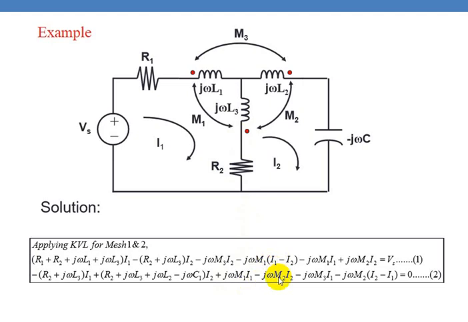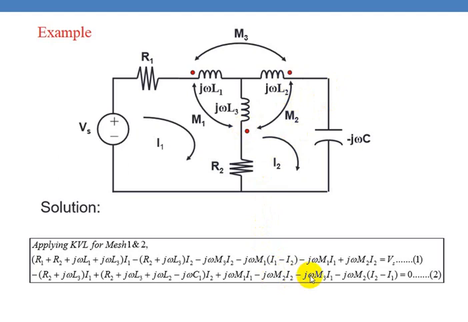So coming to M2, you have to write j omega M2 into, these two are coupled. What is the current flowing in this? It is I2, j omega M2 into I2. That will be the mutual inductance voltage. What about the polarity? You are writing the equation for the second loop, so you have to consider the current I2. I2 is entering here, whereas it is leaving here. Therefore you have to use a minus sign at this point.